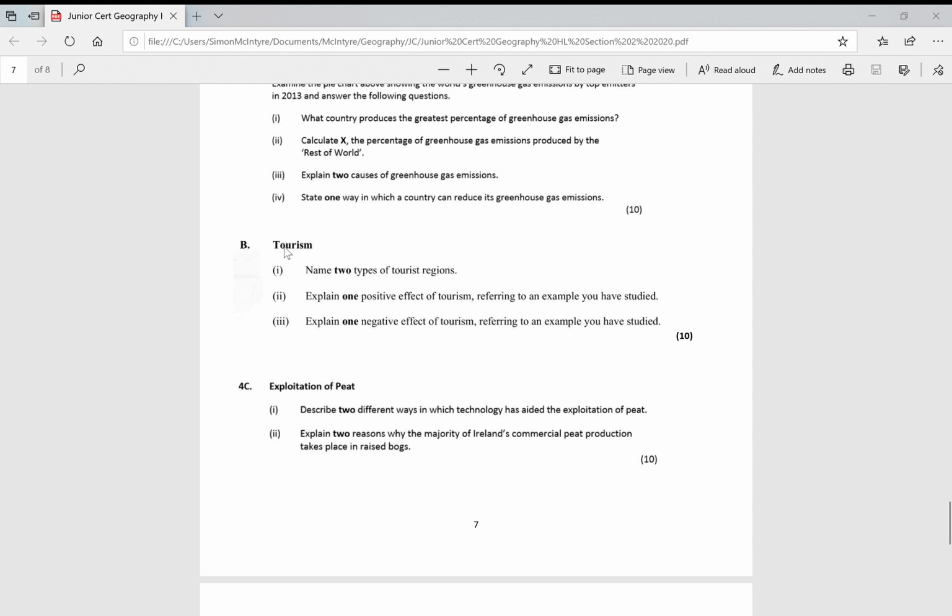4B. Tourism. Part 1. Name two types of tourist regions. Part 2. Explain one positive effect of tourism, referring to an example you have studied. Part 3. Explain one negative effect of tourism, referring to an example you have studied.